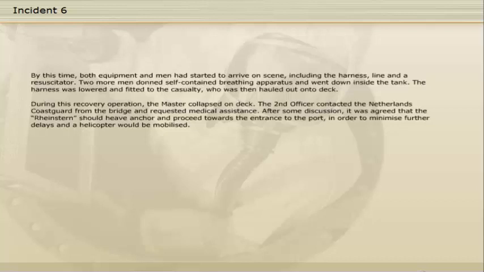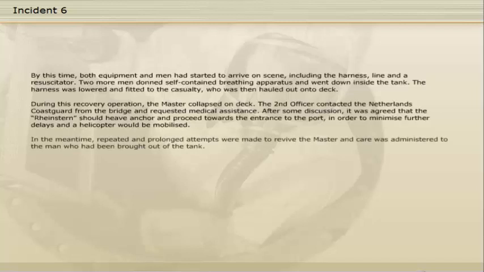The second officer contacted the Netherlands Coast Guard from the bridge and requested medical assistance. After some discussion, it was agreed that the Rhinestone should heave anchor and proceed towards the entrance to the port, in order to minimize further delays, and a helicopter would be mobilized. In the meantime, repeated and prolonged attempts were made to revive the master, and care was administered to the man who had been brought out of the tank.